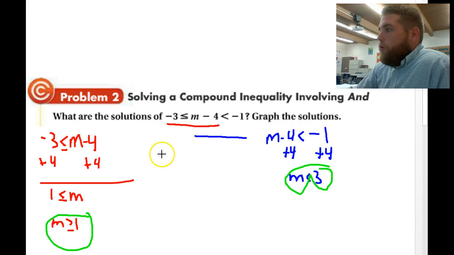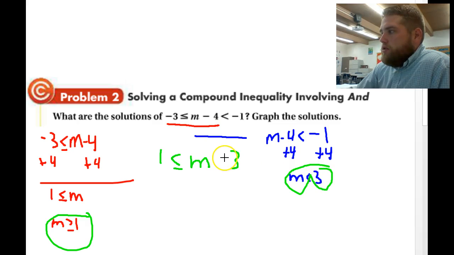Okay, so 1, 3, m. Okay, 1, 3, and m. M is greater than or equal to 1, so m is greater than or equal to 1. M is less than 3, so m is less than 3. Okay, so here's our equation. We draw our graph. Okay, we have 1, we have 3.